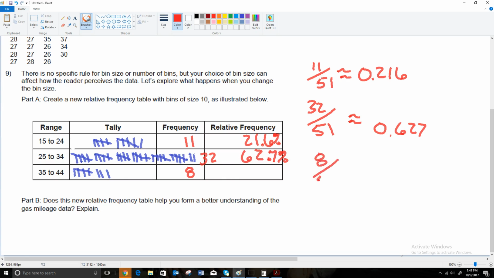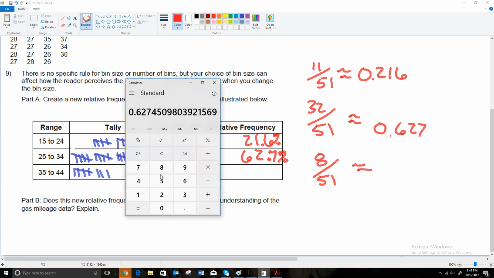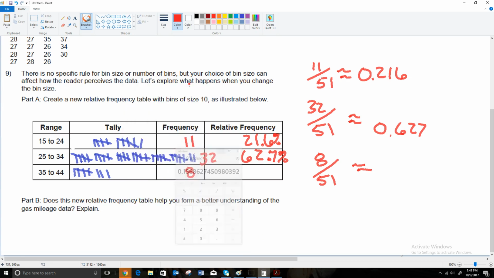And then we have 8 out of 51, which is 0.1568. So I'm going to round this to 0.157, and this is about 15.7% of the data. Again, when I add these up, it should total 51 because that's how many total data values I have. And when I add this up, it should total 100%. Occasionally that'll come out like 99.9% or 100.1%, depending on how the rounding goes. I think this one comes out to be exactly 100%.